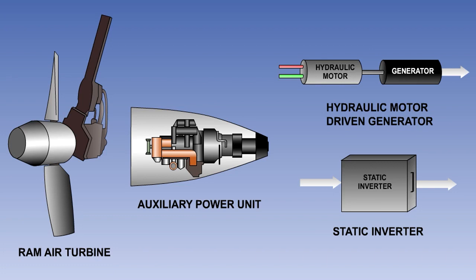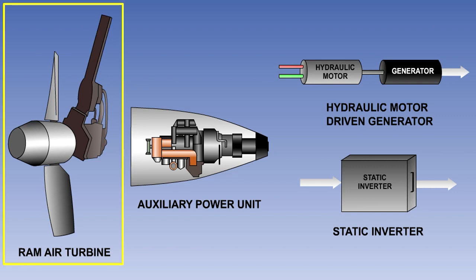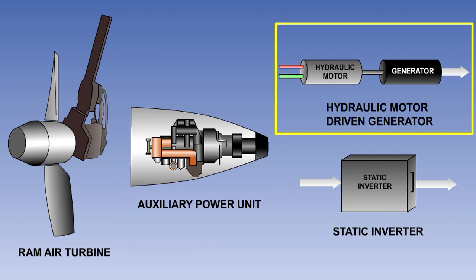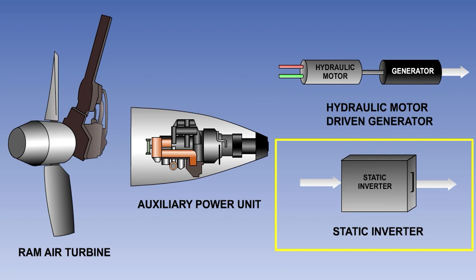In the event of some or all of the engine-driven generators failing, possibly because of multiple engine failures, alternative methods of supplying AC for essential services must be made available. The most commonly used methods are the ram air turbine-driven generator, the auxiliary power unit-driven generator, the hydraulic motor-driven generator, and the static inverter.